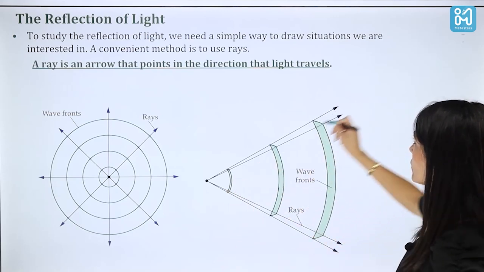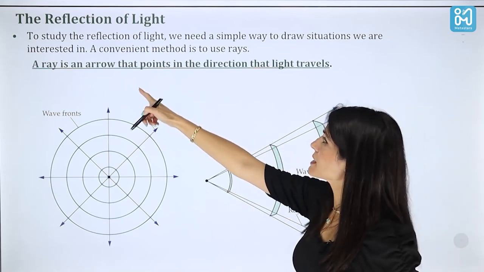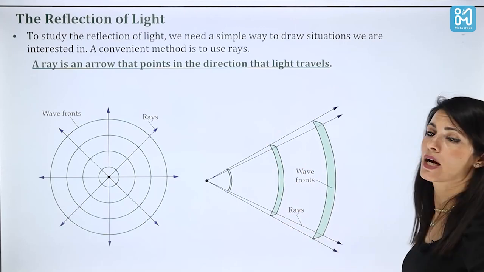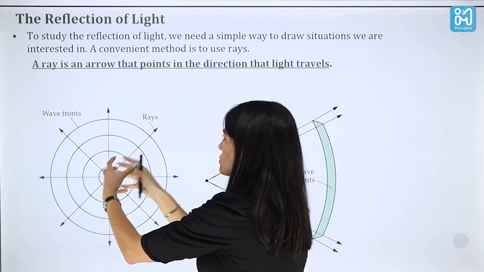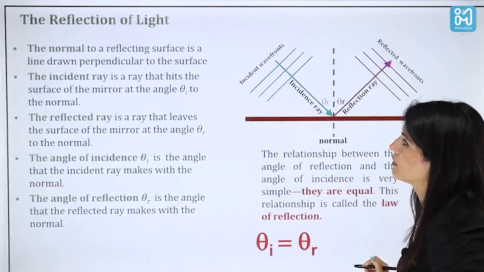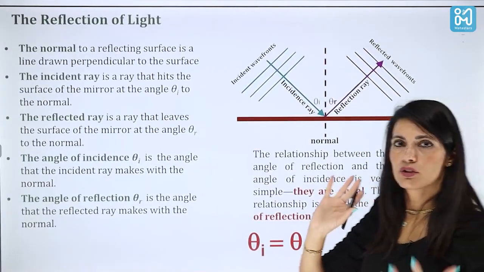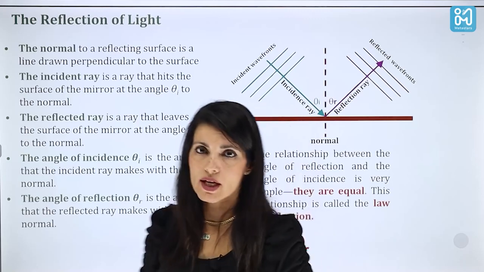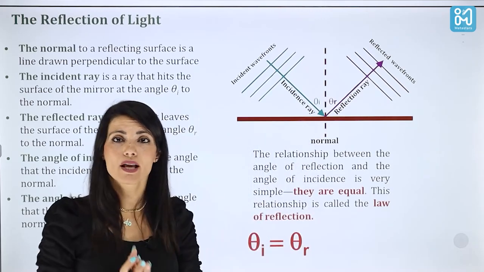However, a ray is defined as an arrow that points in the direction that the light travels. As you can see, this is the source and the light is traveling in that direction. Now, here, let me tell you how we represent the reflection, or the bouncing back of light.